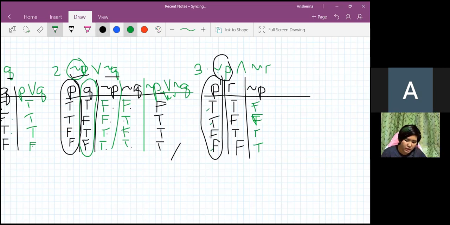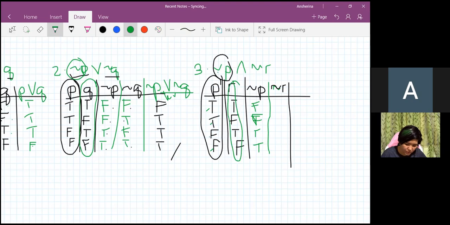Now, we also need not R. So, not R, babaliktarin lang natin itong values nito. So, this will be false, true, false, true. Right? Similar na similar with number 2, but the only difference is the end operator. Not P and not R.